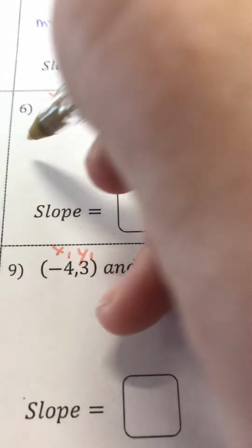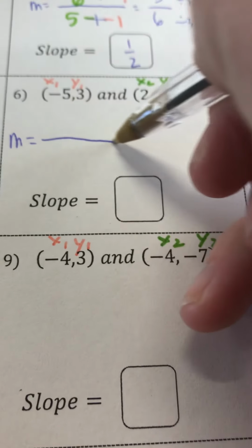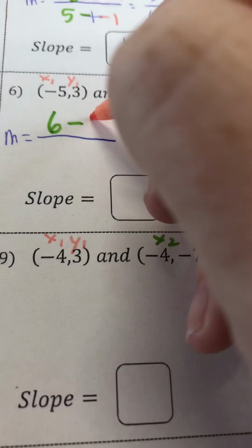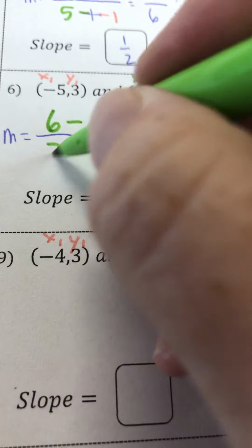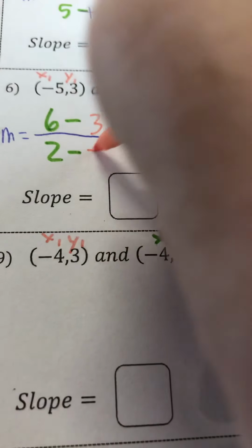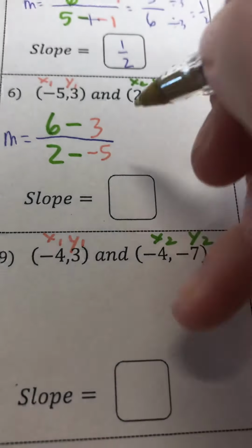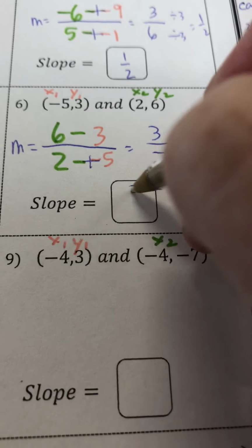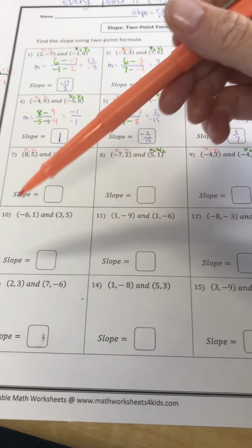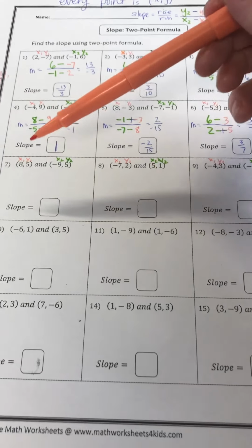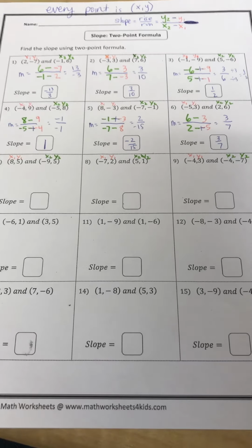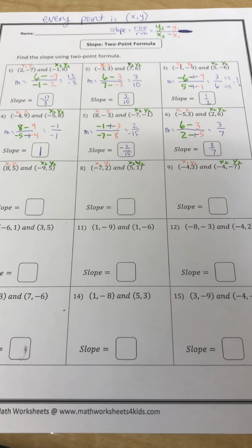And right here, we've got m equals my y2, which is 6, minus 3, and my x2 is 2 minus negative 5. So 6 minus 3 is 3, and this is a double negative, so that becomes a positive, and that does not reduce. I want to give you a second here. I'm not going to do 10 through 15, but I think you should do 7, 8, and 9. If you can get those, you're probably set. Let me give you just a moment. Pause and try it.